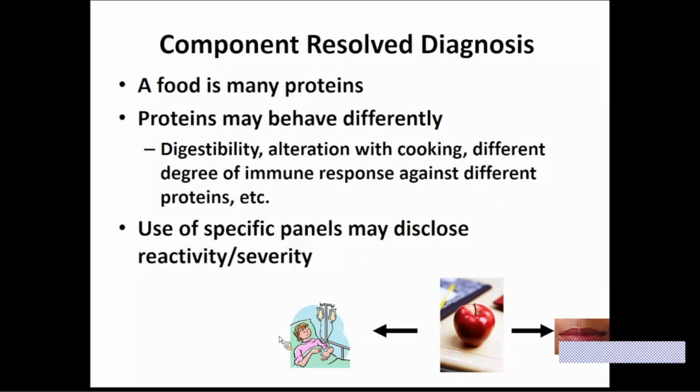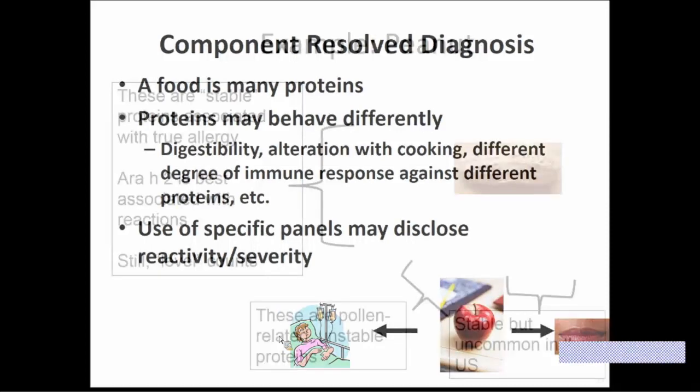So one of the things that's changed in the field is something called molecular or component-based diagnosis, and that goes back to my comment before that a food is many proteins. So walnut is not one protein, and depending on what proteins are being seen in the walnut, there could be different clinical implications of that. And that again goes back to the robustness of the protein and binding, and the amount of the protein and the digestive ability against that protein getting into the bloodstream.